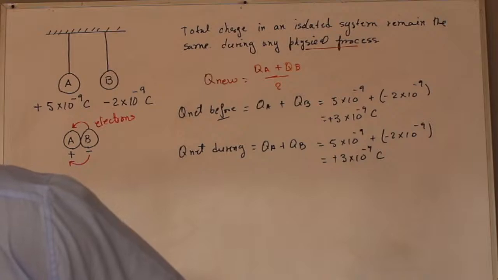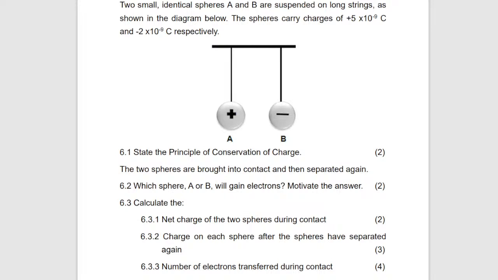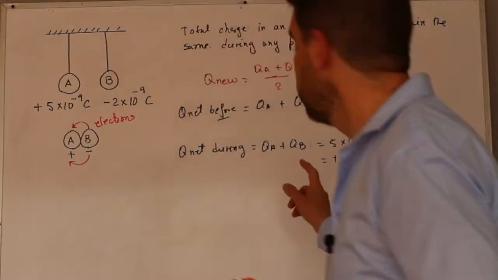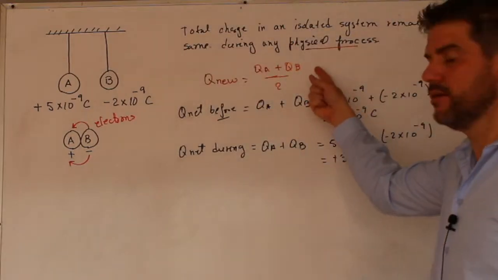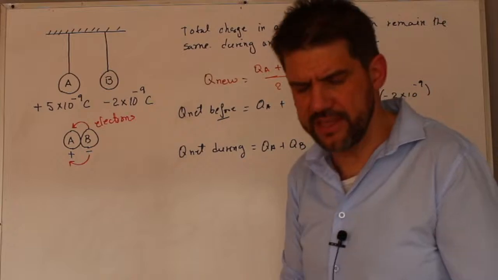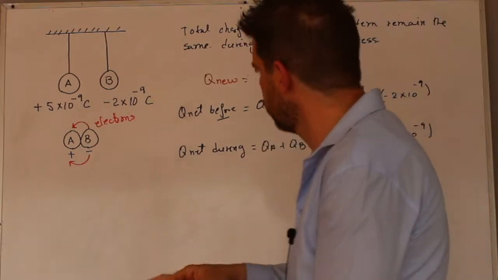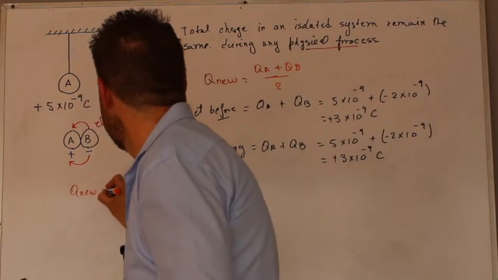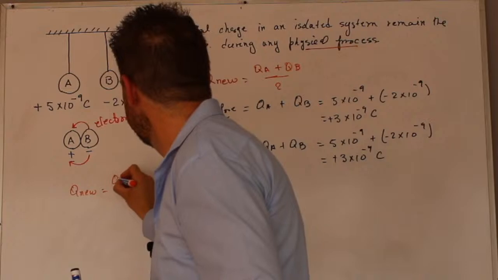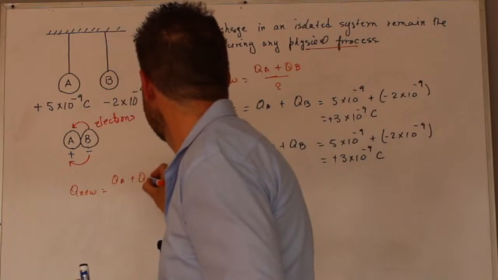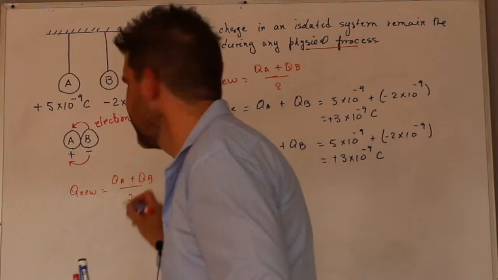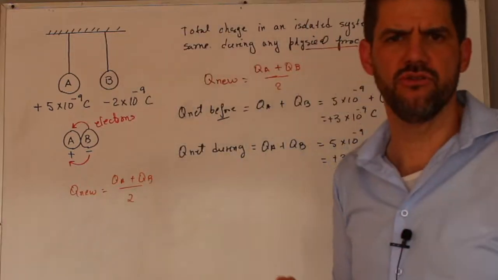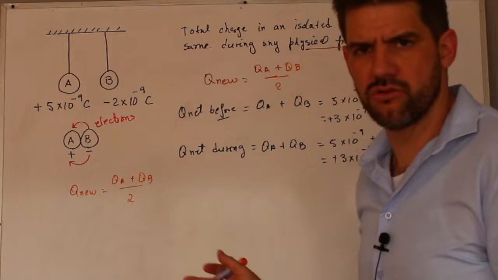The next question is, calculate the charge on each sphere after they touch. So now, after they touch, we have to go here to see what is the new charge on each of the spheres, guys. So we go to that formula. I'm going to write the formula again here. Q new is equal to charge A plus charge B. They do not always give marks for that formula, but I recommend you write it. It's given to you, so why will you not write it?